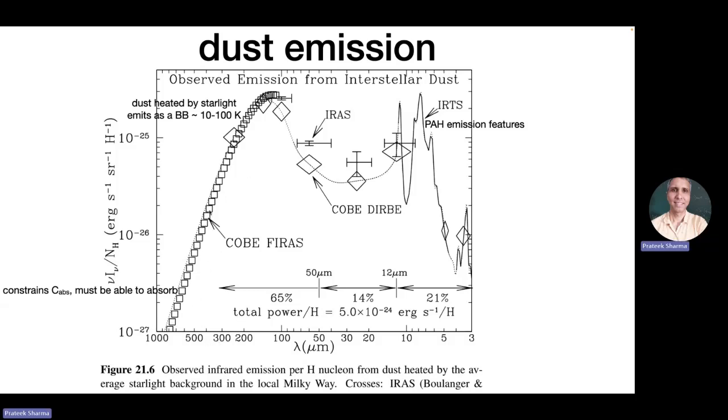What do we see? These squares are from observations. This is COBE FIRAS. This is a CMB experiment, right? COBE was the CMB experiment that measured emission due to dust, and it looks very close to a black body. This is just heated dust at around 100 Kelvin. The CMB peak would be here, but that's not shown. So this is black body, and this is not.